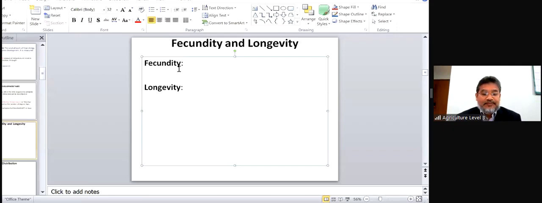Fecundity will be maximum at moderately high temperature. Moderately high temperatures, not too high, not too low. Moderately high temperature will be favorable to give the maximum fecundity. And it will decline when the temperature is at the upper level or at the lower limit of the favorable temperatures.